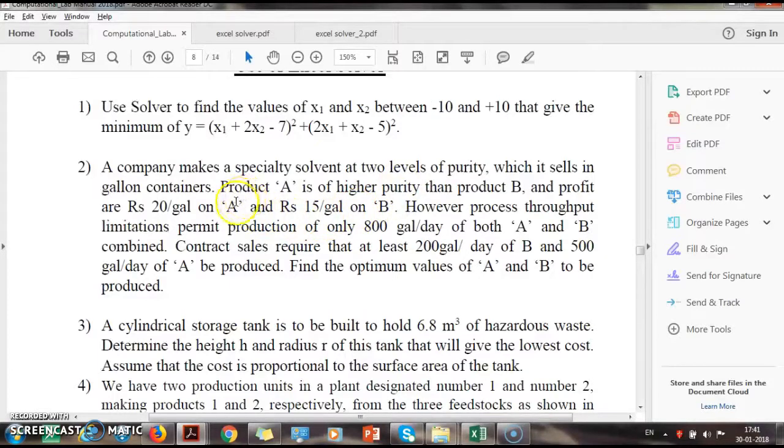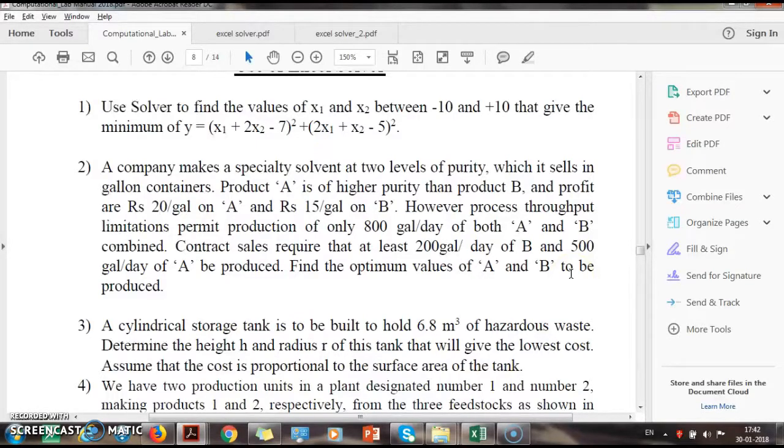Similarly, say for example, a chemical industry is producing two different purity solvents, as mentioned here, product A and product B. One is of higher purity, the other is of a bit lower purity than A, and when it sells, it makes a profit of 20 rupees per gallon for A and 15 rupees per gallon for solvent B. And what we need to find out is the optimum quantities of A and B to be produced so that we can maximize our profit.